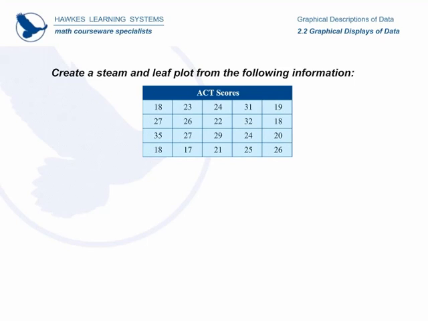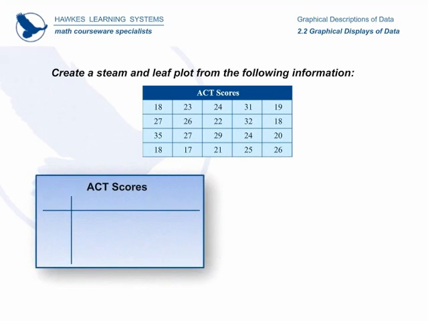So now let's take a look at creating a stem and leaf plot from the following information. We'll use ACT scores, the American College Testing scores data. In that data, we create our stem on the left and our leaves on the right, starting with the first data point, which is 18. So the 18 would be a stem of 1 and a leaf of 8. If we continue with this stem of 1, our next data point would be 19, a stem of 1 and a leaf of 9.